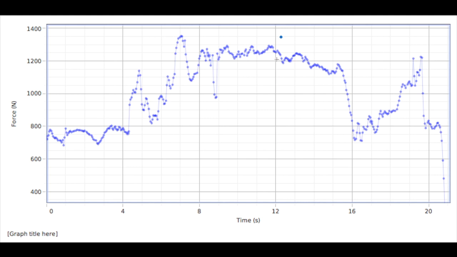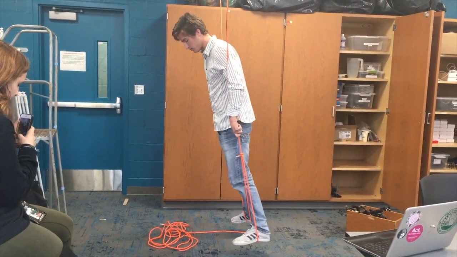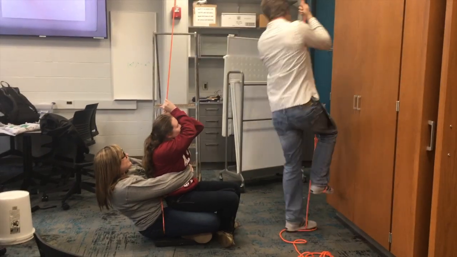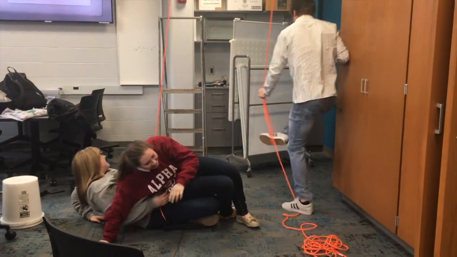The difference between the higher level of the graph and the final level of the graph is the force that the climber is exerting on the rope, a combination of their gravitational force and their impact force. The fluctuations in the graph are the result of the changing impact force as the climber moves himself down the rope. The impact force can be measured by subtracting the climber's weight, or their gravitational force, from the total change in force as measured by the force platform.